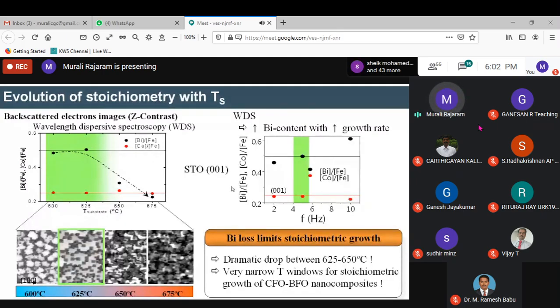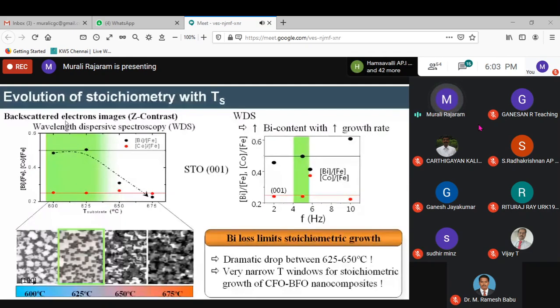Okay, and this one shows how it varies with growth frequency. So if you increase the frequency, you can clearly see the cobalt to iron ratio remains constant, but the bismuth composition started increasing. That means you are losing bismuth. Okay, so again, the optimized frequency for growth is around 5 hertz. So we have a very narrow growth window for growing good bismuth ferrite, with a very narrow frequency and a very narrow temperature range. That's why growing bismuth ferrite is very difficult.